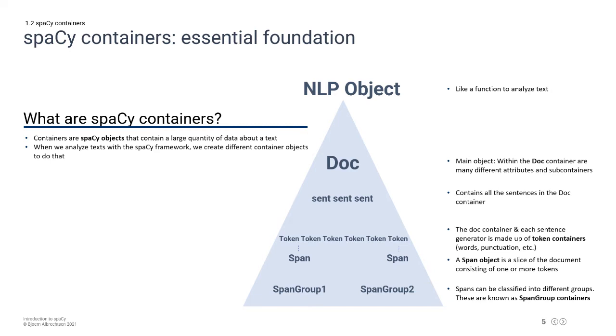The span object is a slice of the document consisting of one or more tokens. It's only a view of the doc and doesn't contain any data itself. So to create a span, you can just use Python's slice notation, and these spans take at least 3 arguments. So first the doc itself, the doc it refers to, the start, and the index of the span.